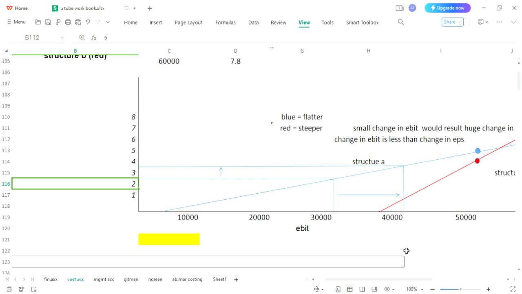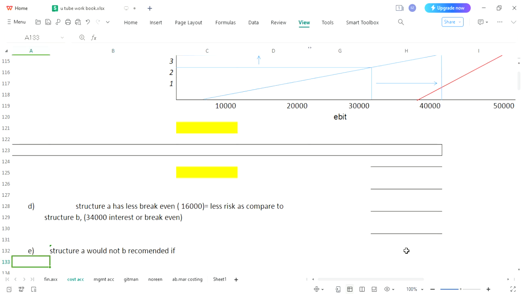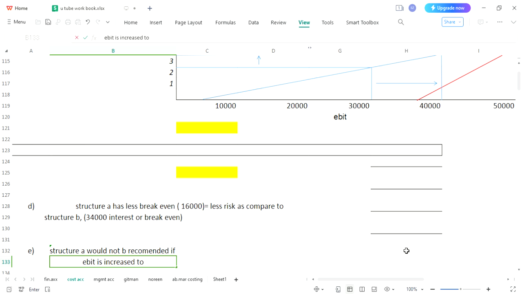This is your last point, and that is point E, where you have concluded that structure A would not be recommended if EBIT is increased to $75,000.